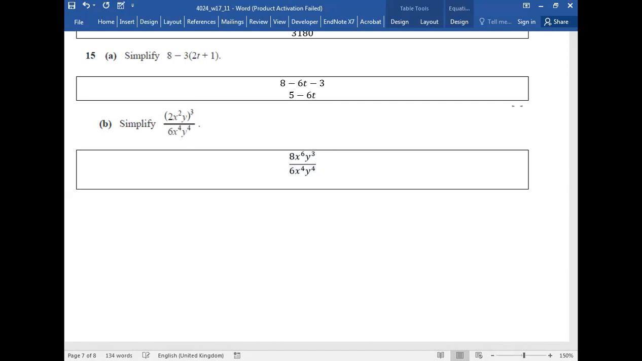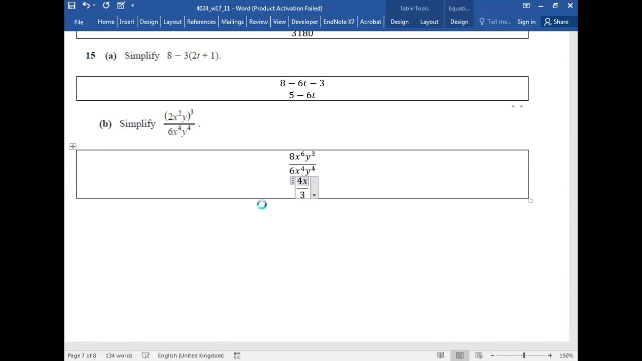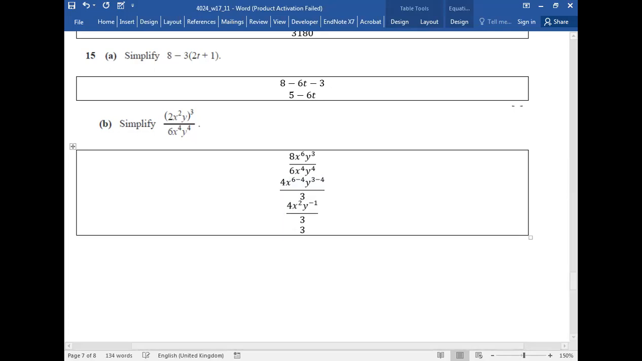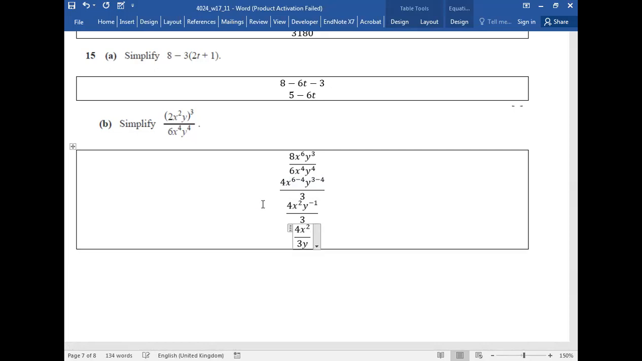6 and 8 cancel to give 4 on top and 3 below. x to the power 6 minus 4, y to the power... we can write it this way. Now see, the reciprocal thing that you people do will become clear. So 4x square y has a power of negative 1/3. If I bring y down, 4x square over 3y. See, we are not reciprocating. We are forcefully changing the position of something between the numerator and the denominator, and so the sign of its power changes.